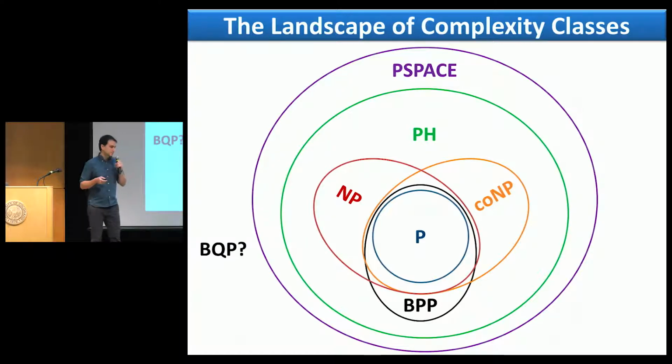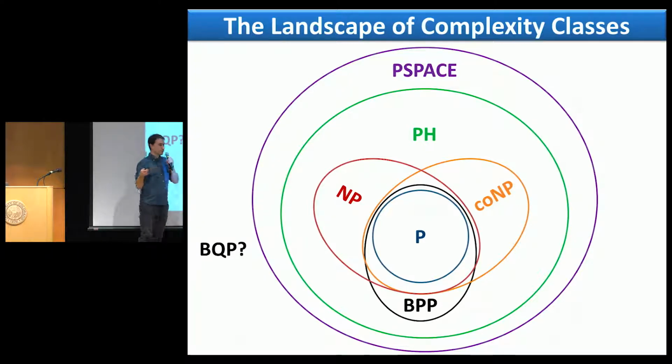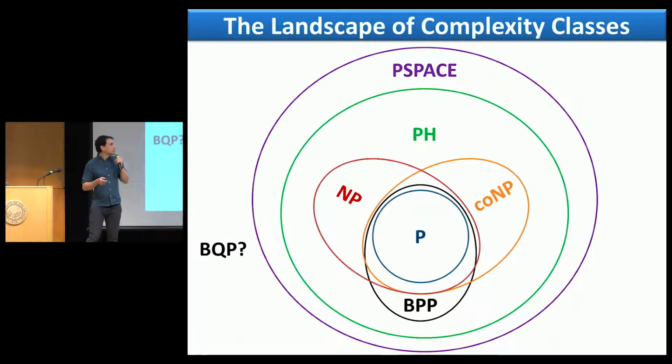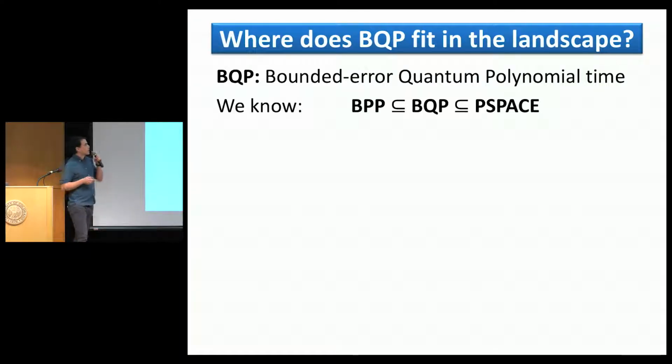So we know that anything that a randomized algorithm can do, also a quantum algorithm can do. So this means that BQP is bigger than BPP, or at least as big as BPP. On the other hand, we know that you can simulate a quantum algorithm on a P-space machine. So you can simulate it using polynomial space. So this means that BQP is somewhere in the middle of this picture between BPP and P-space. But we want to understand its relation with NP, with PH, and other classes.